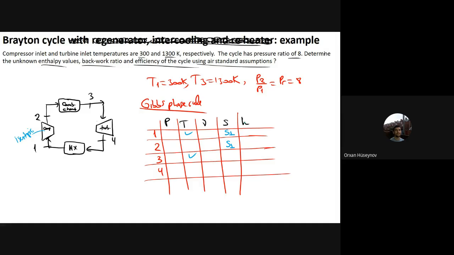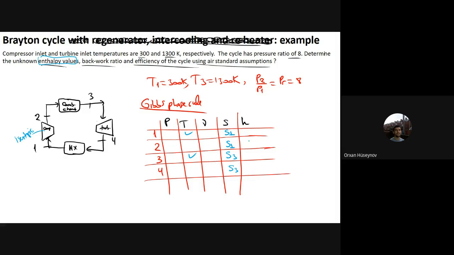For state 1, I can find the enthalpy, because the enthalpy is only a function of the temperature. The question says to find the enthalpy values, and therefore for state 1, it is okay. Now let's finish this cycle here. For state 3, I don't know anything, but I know that states 3 and 4 are also isentropic. If you have an entropy S3 here, you have the same entropy here. This is the general view of the table.